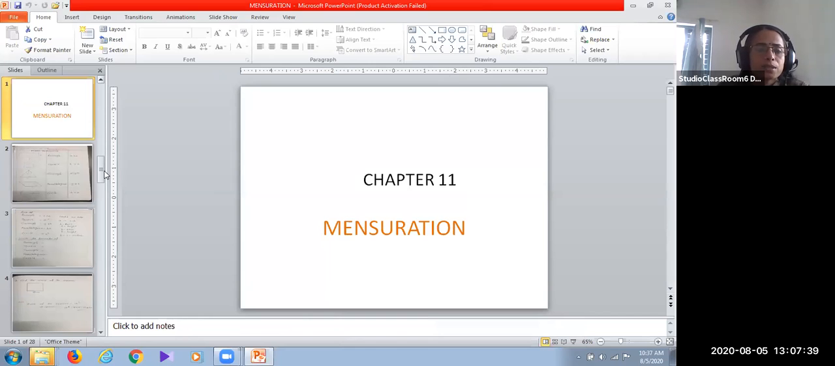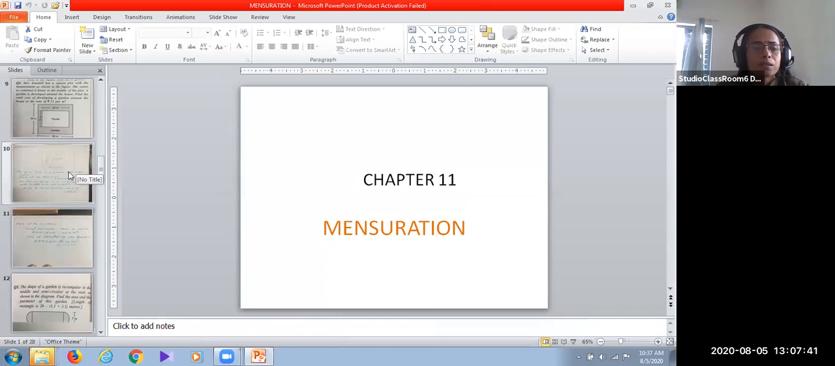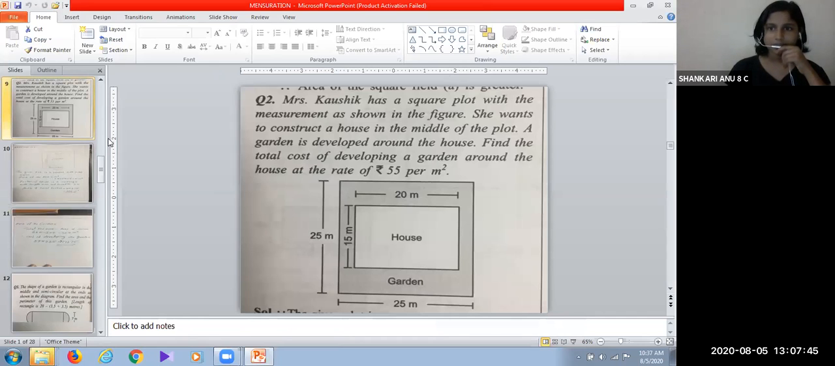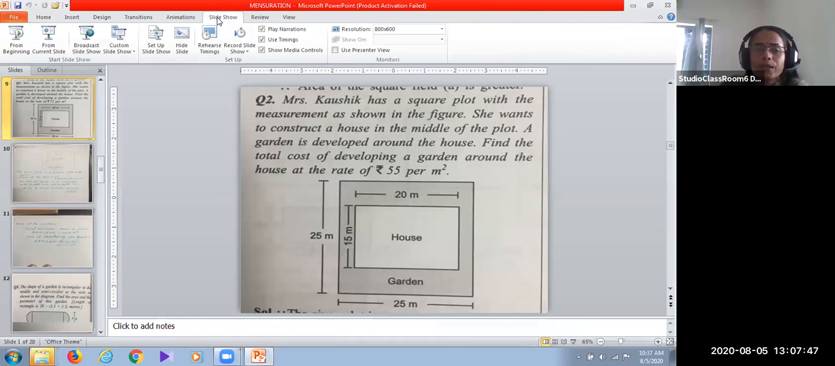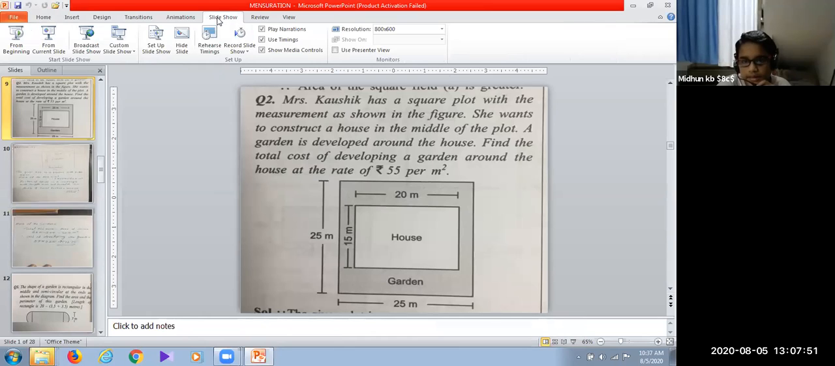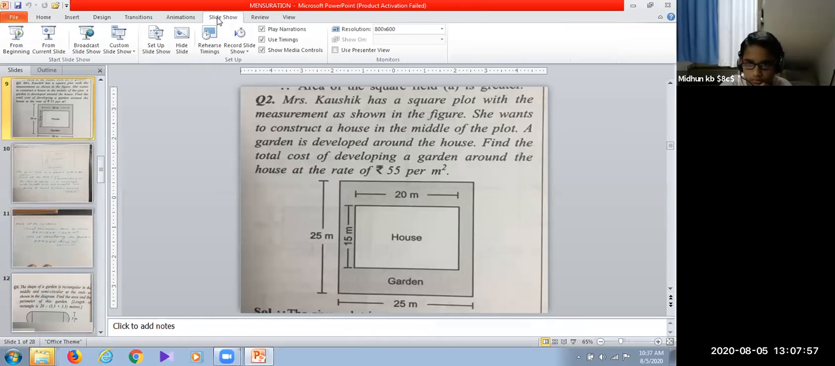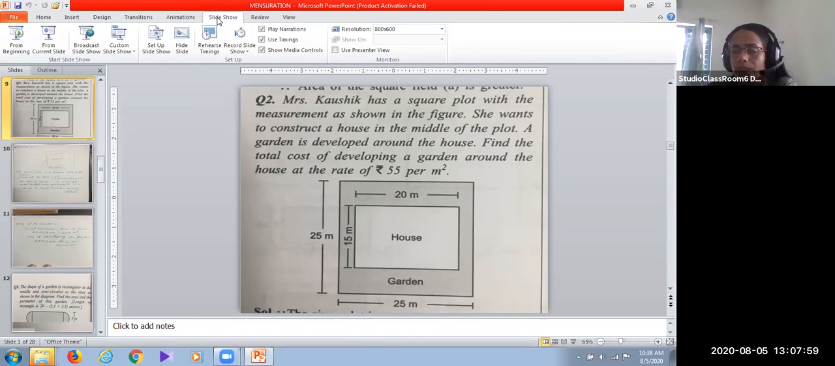What is Shankari? What is the area of a square? Ma'am, A into A. A square. Yes. A into A, we can say A square. That is correct. Both are correct.